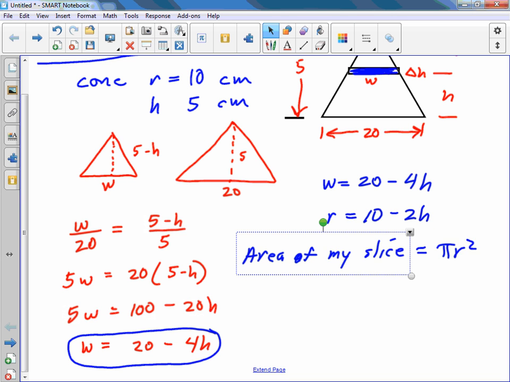Equals pi r squared. And so Johnny said the area equals, instead of r, we said (10 minus 2h) quantity squared times pi. Right? Tom, is that okay? Okay. Now, let's clean that up. What does that give us then? A equals 100 minus 4h plus 4h squared, not x, times pi, right?